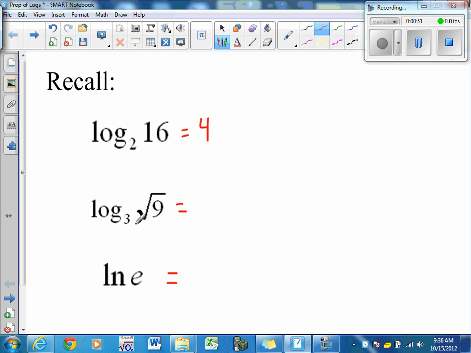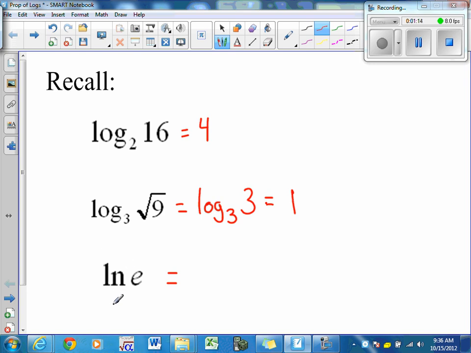If we have log base 3 of the square root of 9, now we could think of this, we could evaluate this and say this is log base 3, the square root of 9 is 3. So what is log base 3 of 3? 3 raised to what power is 3? Our answer would be 1.